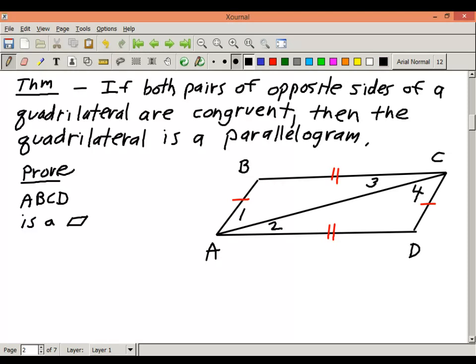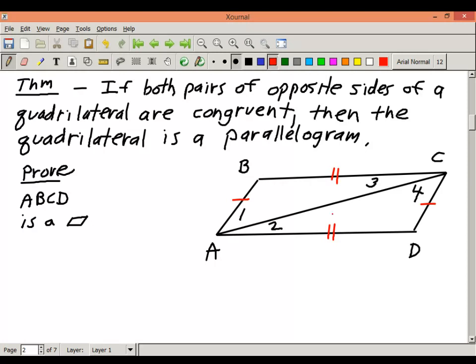This one says if both pairs of opposite sides of a quadrilateral are congruent, then the quadrilateral is a parallelogram. So we're trying to prove that figure ABCD is a parallelogram. Notice we got the top and bottom sides marked off to be congruent. That's part of your given. Also, the left and right sides are congruent. That's part of your given.